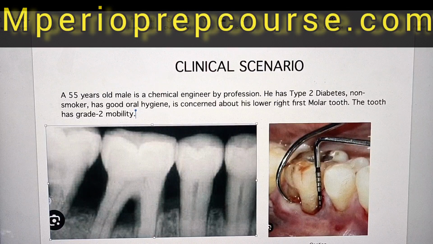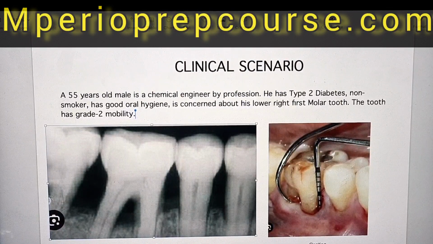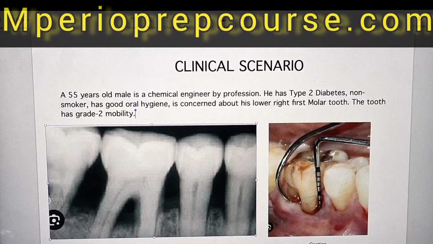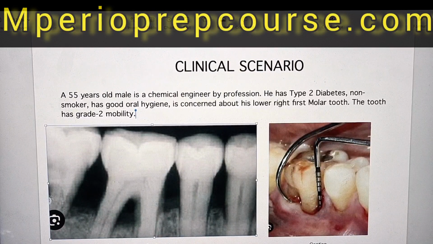Can you explain this radiograph? Yes, this is a periapical radiograph that shows the lower right 4, 5, 6, and 7. And the lower 6 has grade 3 furcation involvement. Okay. So looking at the radiograph and the clinical picture, can you tell me any treatment options for this case? Yes, the treatment option will be tunnel preparation.